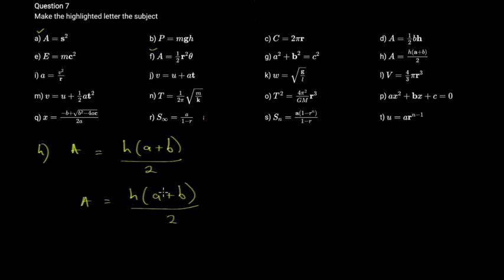Our eyes are on a. We want to get a. So 2 over h here. Whatever we do on the left hand side, we have to do on the right hand side. That's how we maintain equality in math. Okay, so here a plus b, I'm going to put it on the left hand side. It's equal to 2a over h.